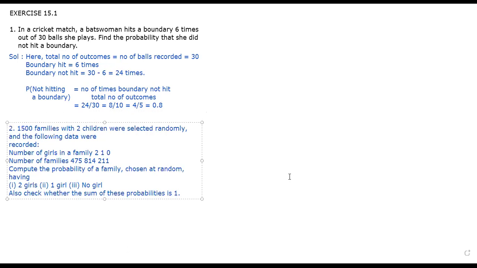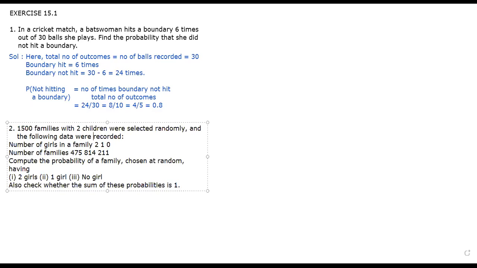Question number 2. I'm writing the question. Pay attention. 1,500 families with two children. They have taken the record of only those families having 2 children. Some families may have one child or 3 children, but that is not over here. They are only considering those families which have exactly 2 children, and they have checked how many families have got 2 girls. That is the number of girls in a family, 2 means both.